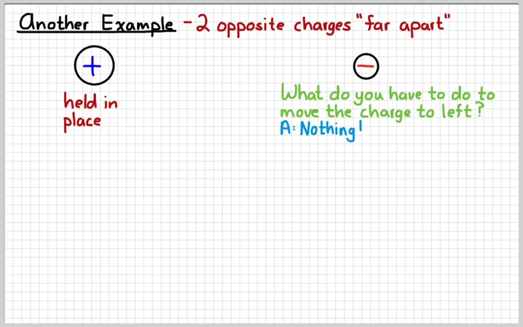Well, the answer is nothing. A negative charge will, if it's free to move, move towards a positive charge. They attract each other. And so at some time later on, the negative charge will be moving towards the positive charge, and it'll be going faster. It'll be speeding up, gaining kinetic energy.